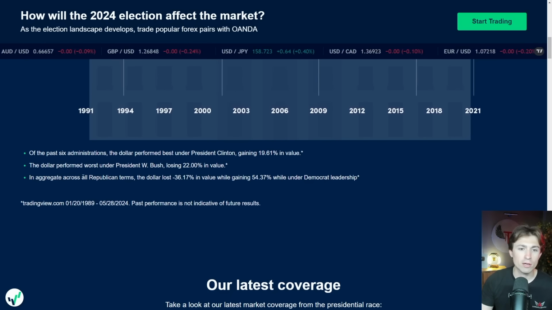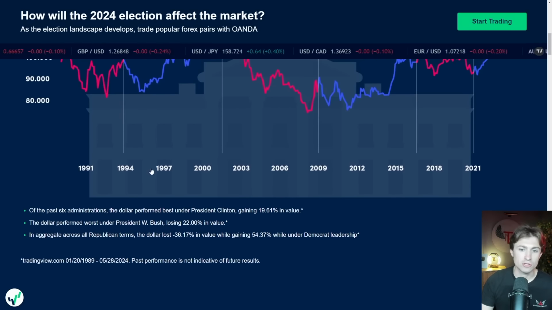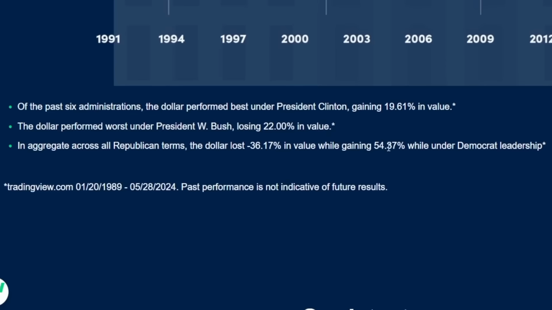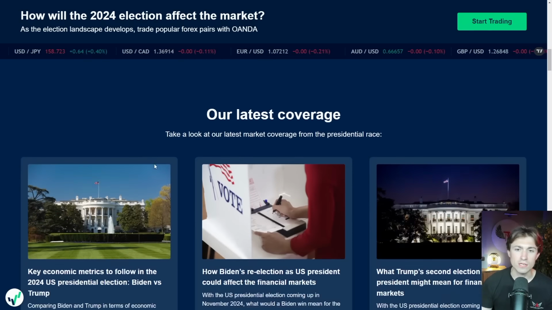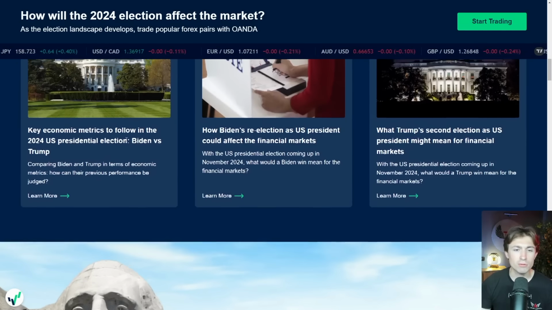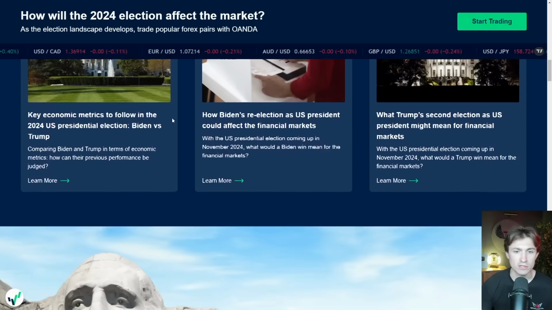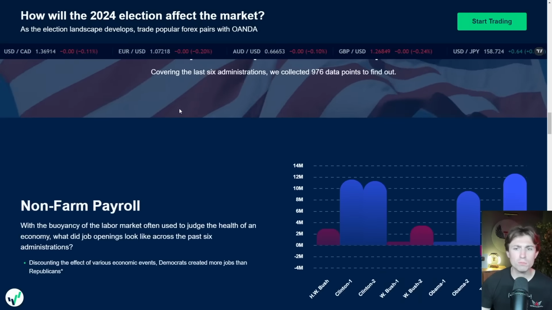In aggregate across all Republican terms shown here, the dollar lost 36.17% in value while gaining 54.37% under Democrat leadership. Very interesting to see that. We've got some coverage here, of course. If you go to OANDA's website, you can find this page and get some more information as well. But there was more here.